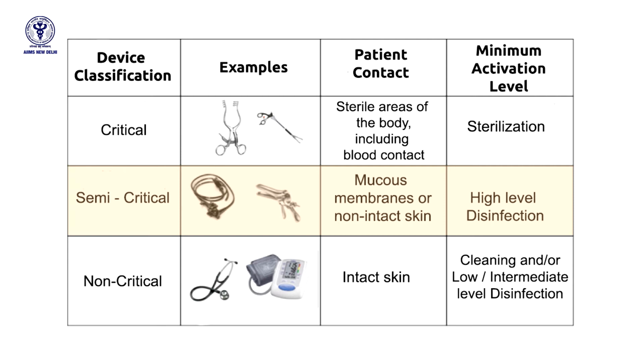Semi-critical items minimally require high-level disinfection using chemical disinfectants, for example glutaraldehyde, hydrogen peroxide, orthophthalaldehyde. Exposure time advised by the manufacturer should be strictly followed. Non-critical items are those that come in contact with intact skin but not mucous membranes. Low-level disinfectants that may be used for non-critical items include, for example, 5% phenol or quaternary ammonium compounds.